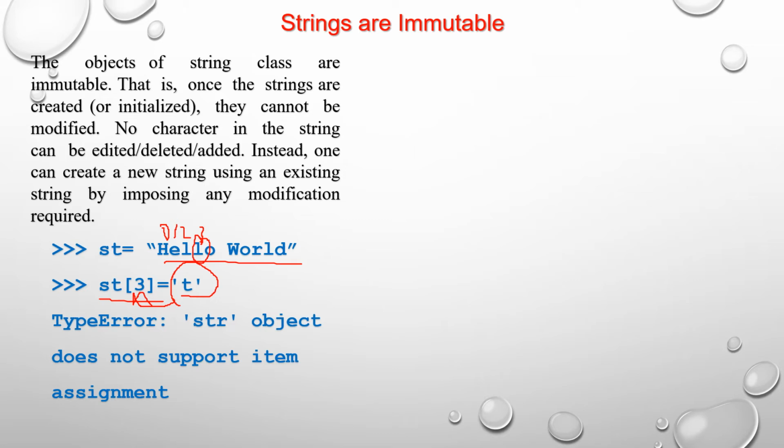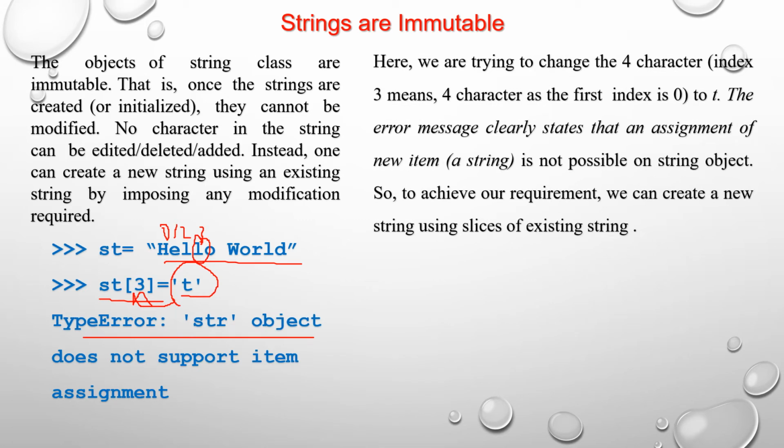If you give this instruction to Python, the Python interpreter will give an error. The error is TypeError: the string object does not support item assignment. Here we are trying to change the fourth character, as the first index is 0. The error message clearly states that assignment of a new item is not possible on a string object. So to achieve our requirement, we can create a new string by using slicing of the existing string.